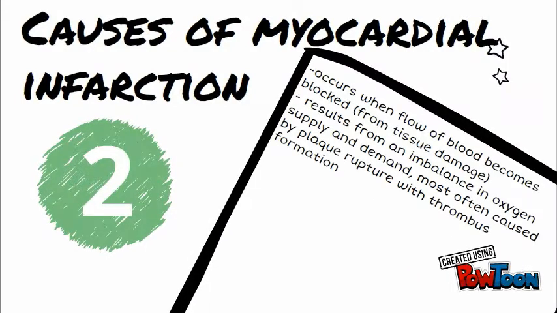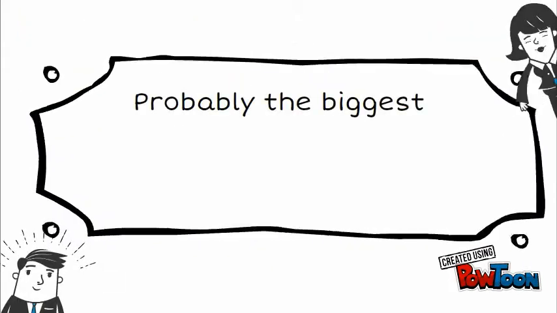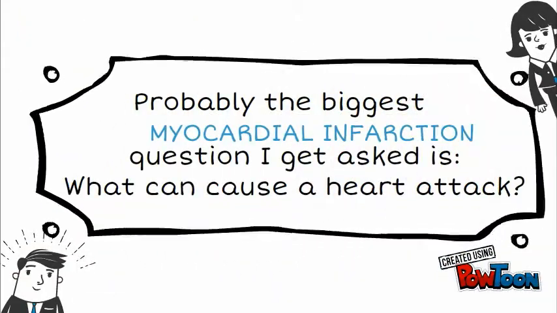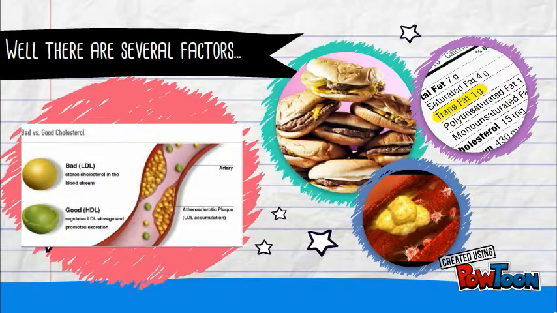Causes of myocardial infarction. This occurs when flow of blood becomes blocked, or it results from an imbalance in oxygen supply and demand, most often caused by plaque rupture with thrombus formation. Probably the biggest question I get asked is, what can cause a heart attack? Well, there are several factors, and these can be shown in the pictures below.